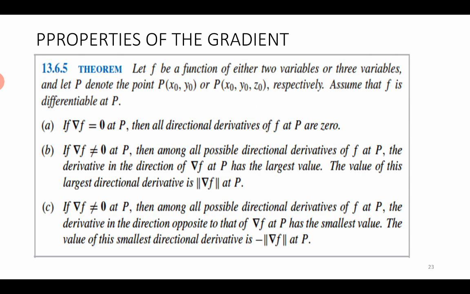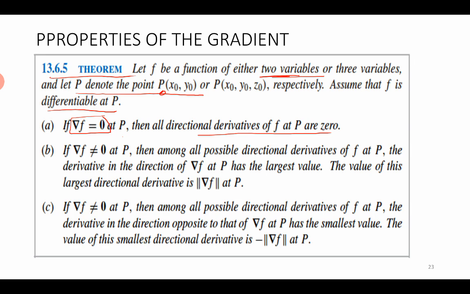Some properties of the gradient. Let f be a function of two variables or three variables. Let's discuss it for two variables, and then just extend the concept to three variables. Let P denote the point (x0, y0). Assume that f is differentiable at this point P. Now if the gradient of the function is 0 at the point P, then the directional derivative is also 0. All the directional derivatives are 0.